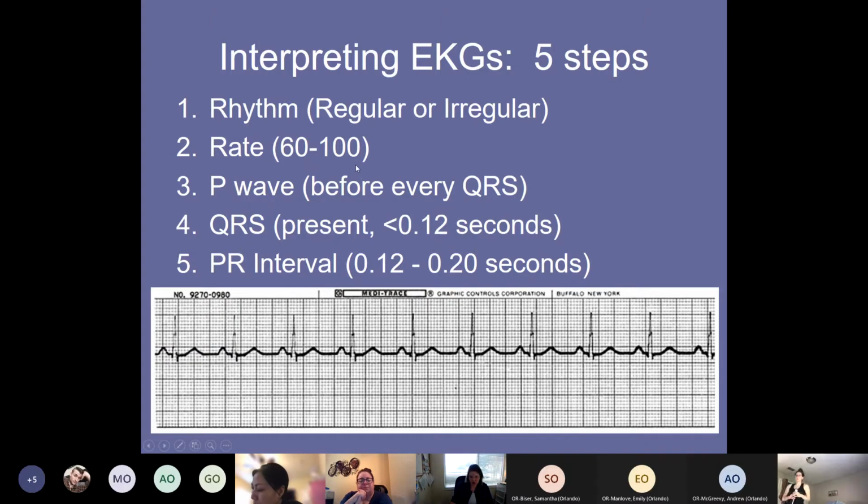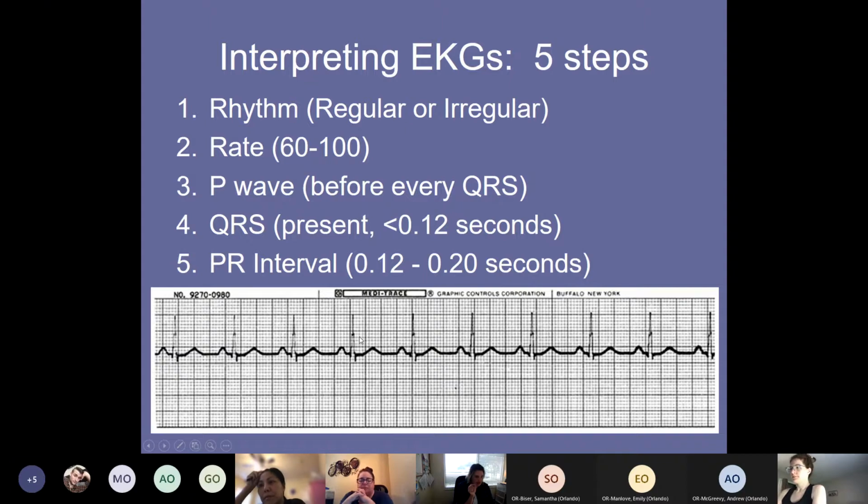The normal rate, you know, is 60 to 100. We want a P wave before every QRS, because if we have a P wave, that means it's starting from the SA node. We have a sinus rhythm. We want the QRS to be present and narrow, less than 0.12 seconds.